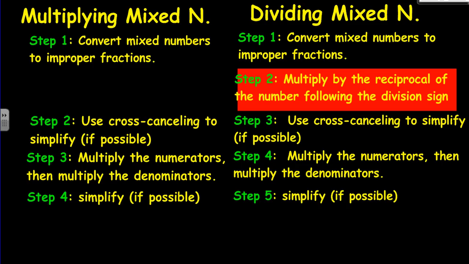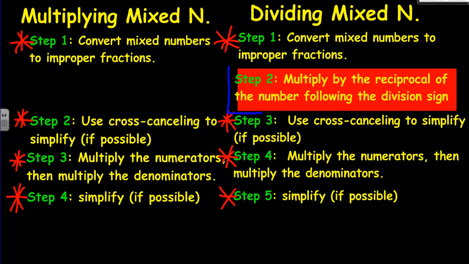When we look at multiplying mixed numbers and dividing mixed numbers, we can again see step 1 is exactly the same, converting the mixed number to an improper fraction. We can also see that step 2 is the same as step 3. Step 3 is the same as step 4. And step 4 is the same as step 5. So the only new addition or difference between multiplying mixed numbers and dividing mixed numbers is multiplying by the reciprocal of the number following the division sign.